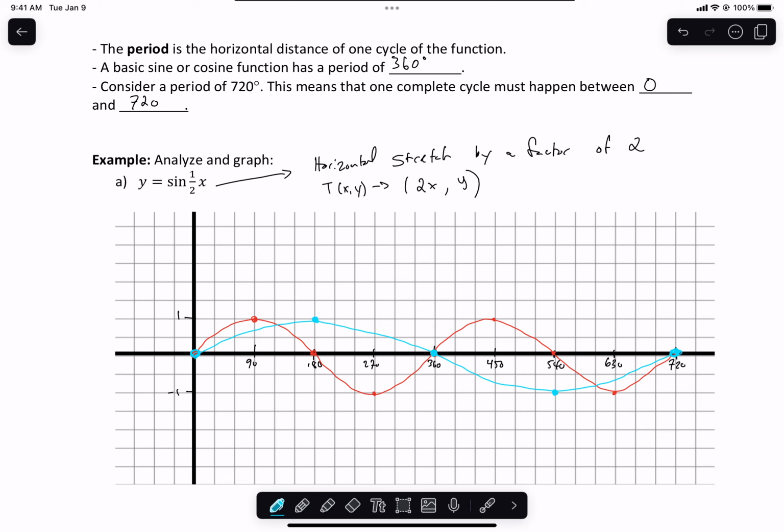Let me ask a question. Does the blue one take longer or shorter to complete one cycle? Does it take more time or less time for that blue one to complete one cycle? Owen? Longer. Takes longer. So if this is a musical instrument, what do you think would happen to the pitch? Be sharper or flatter? Jacob? It'd be flatter, right? Because you're getting less cycles per second. So less hertz, which means it's flatter. It's taking longer to complete one cycle.